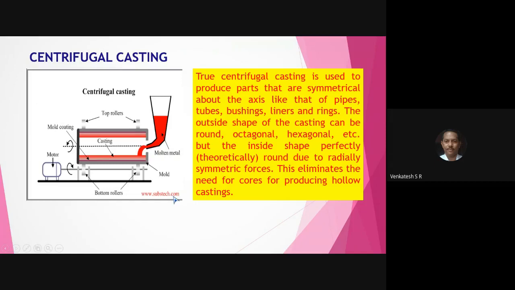Next, come to a very important point. All of you mark it. Very important: centrifugal casting process.